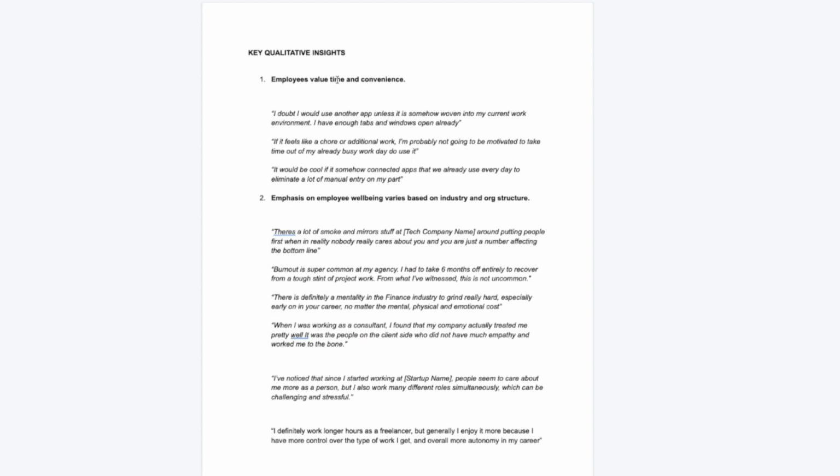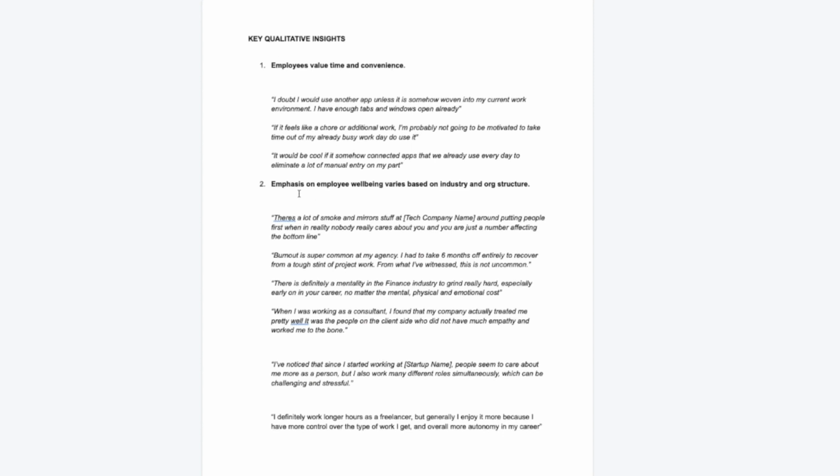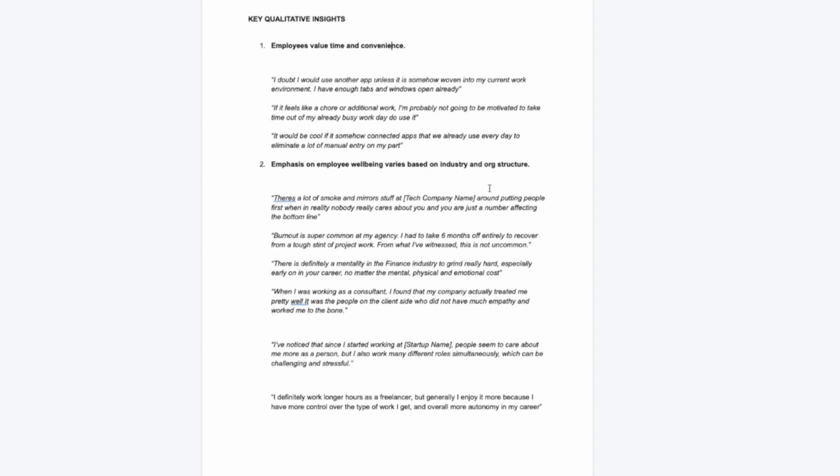Number 1, employees value time and convenience. Number 2, emphasis on employee well-being varies based on industry and org structure. So for example, this person worked at a big tech company. There's a lot of smoke and mirror stuff at my company around putting people first when in reality, nobody really cares about you and you're just a number affecting the bottom line. So yeah, that was pretty powerful to hear. Something I had actually experienced personally working at a very large company prior in my career.